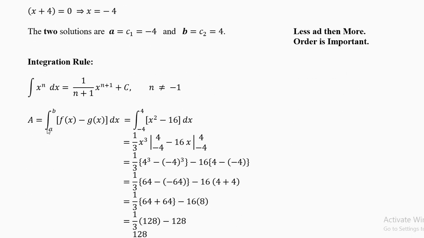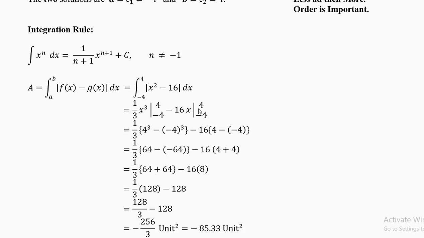Then the area is integration a to b of f minus g dx. F minus g is x square minus 16. A equal to minus 4, b equal to plus 4. Now you have two things. Integrate them one at a time. You will get 1/3 x cube going from minus 4 to plus 4, then minus 16x going from minus 4 to plus 4. You start putting the numbers. You will get 1 over 3 bracket 4 cube minus minus 4 whole cube. You will get 64 minus minus 64. It is 64 plus 64, 128 into 1 by 3, which is 128 by 3.